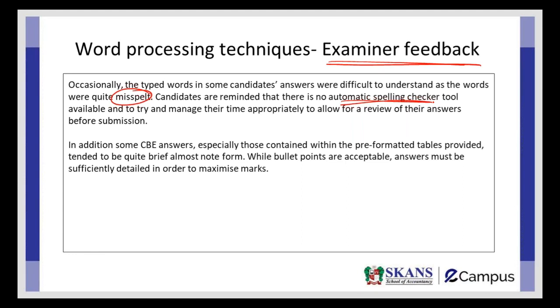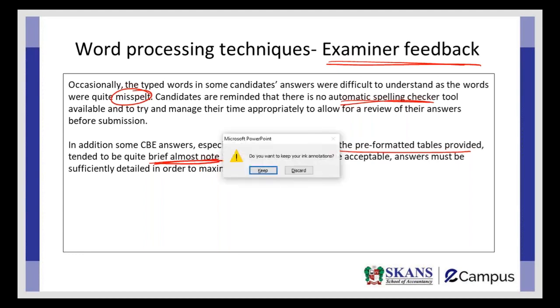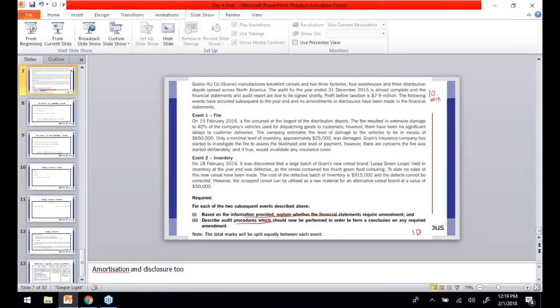She also said that sometimes within the pre-formatted templates, candidates were just writing in note form. Instead of writing full English sentences, you were writing the way you do in FAF, which is one word or 2-3 words. She said that you do not get marks if you simply identify it. You can only get through the exam if you're writing full English sentences. So a few things have to be kept in mind. I'm going to do a brief demonstration first, and then I'll see if you have any questions.